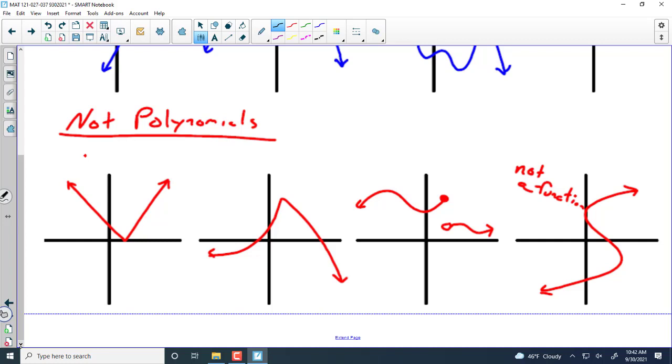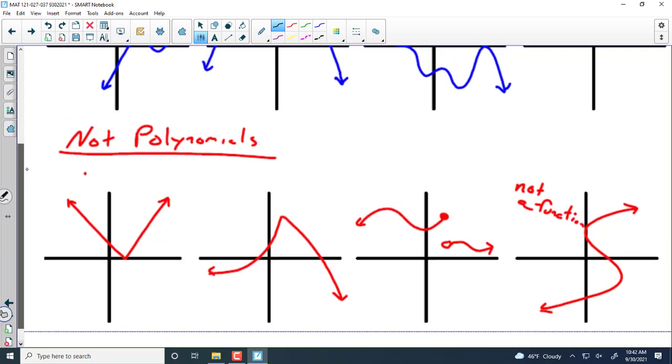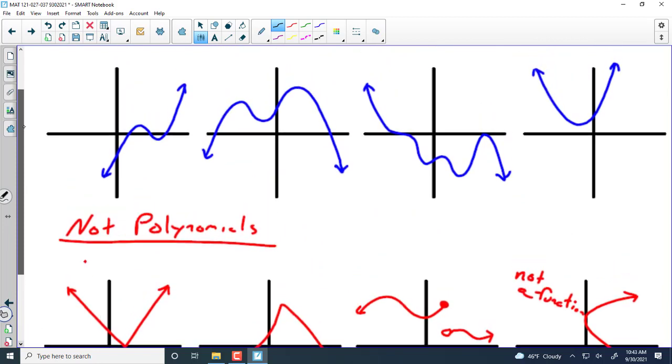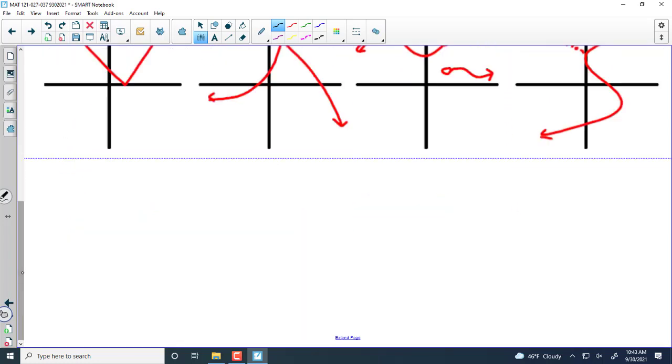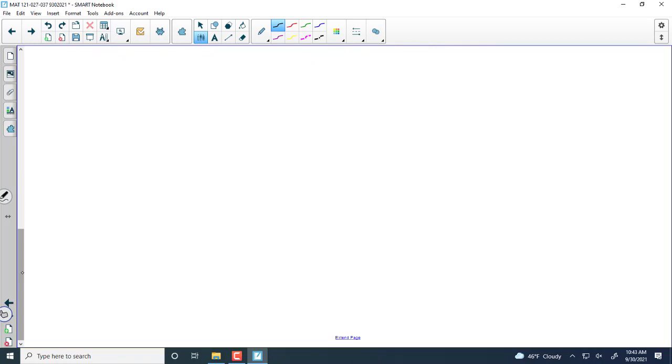So we're not going to be drawing anything that looks like any of these red ones on the bottom. We're going to be drawing things that look like these blue ones up here. And believe it or not, before today is done, I'm going to have you drawing pictures like these. It's going to be kind of cool. All right. So now we kind of know what a polynomial graph should look like. We're going to talk a little bit now about what we were talking about at the very end of class last time.